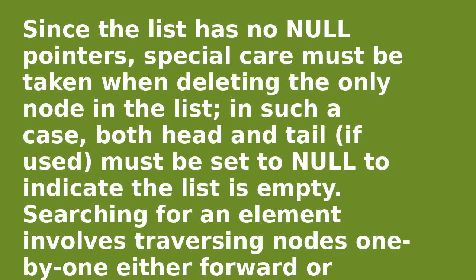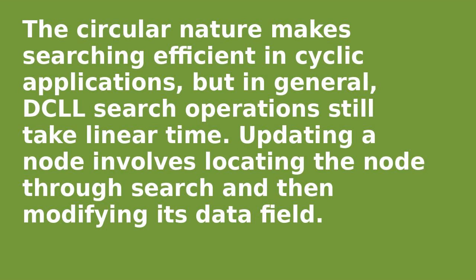Searching for an element involves traversing nodes one by one either forward or backward until the element is found or the traversal returns to head, indicating the element is not present. The circular nature makes searching efficient in cyclic applications. But in general, DCLL search operations still take linear time. Updating a node involves locating the node through search and then modifying its data field.